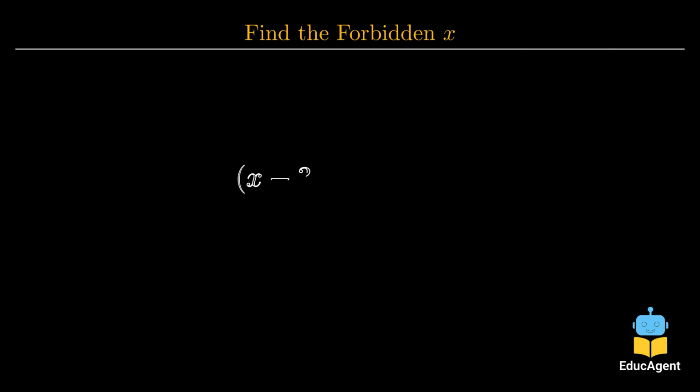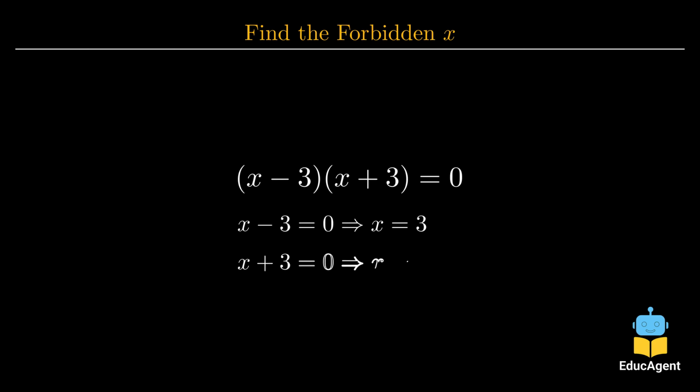A product equals 0 only if at least one factor is 0. The first factor gives x equals 3. The second factor gives x equals negative 3.